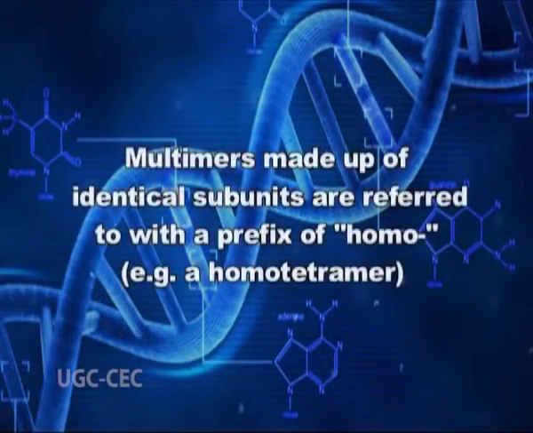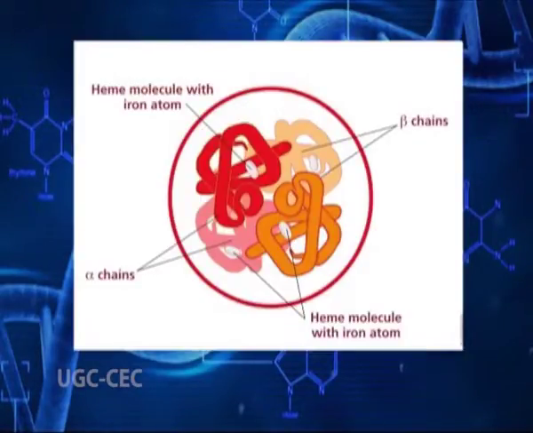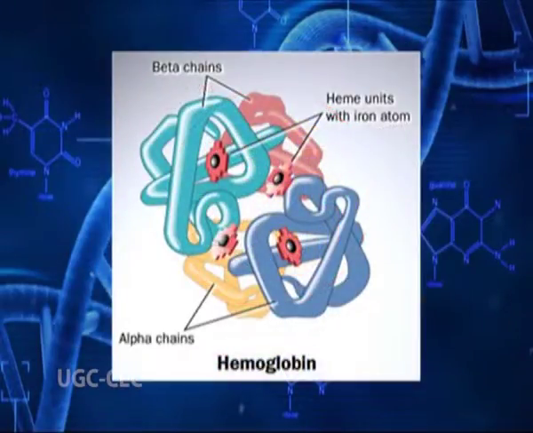The subunits are frequently related to one another by symmetry operations, such as a two-fold axis in a dimer. Multimers made up of identical subunits are referred to with a prefix of homo, for example a homotetramer, and those made up of different subunits are referred to with a prefix of hetero, for example a heterotetramer, such as the 2 alpha and 2 beta chains of hemoglobin, for example respiratory pigments.